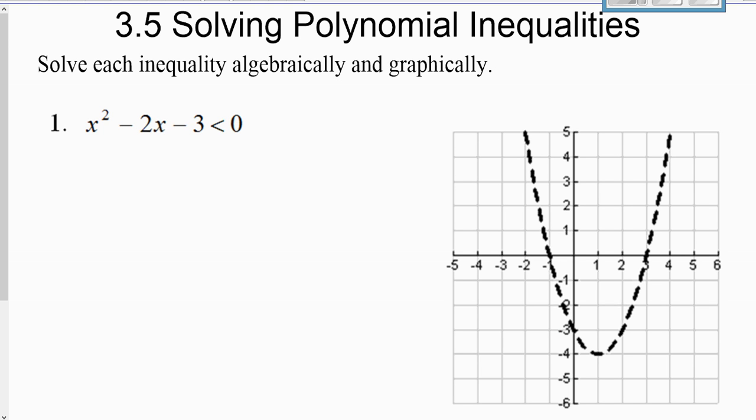All right, Math Leads 3.5, solving polynomial inequalities. So when you're setting up these inequalities, we want to make sure we shove everything over to one side and get 0 on the other side. So number one here, we're already set up like that.